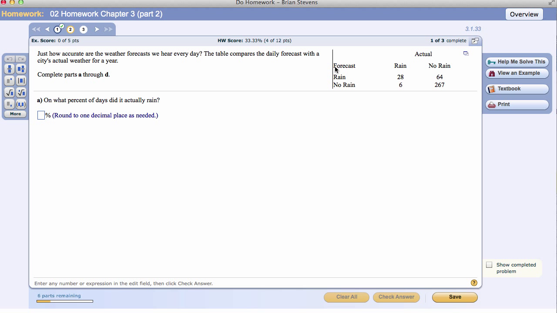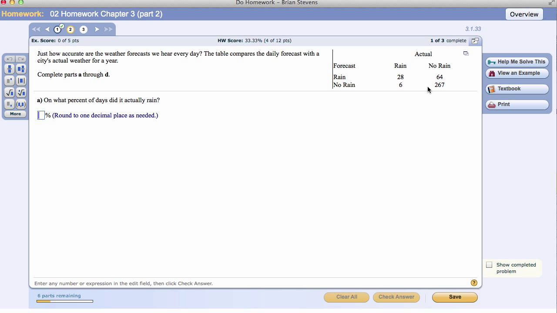The forecast is over here on the left. So if you look at days that rain was forecasted, you will see it was forecasted on these 28 days and these 64 days right here. All these days rain was forecasted, but on these 64 days it did not actually rain. Follow down to see what it actually did, go over to see what they forecasted.